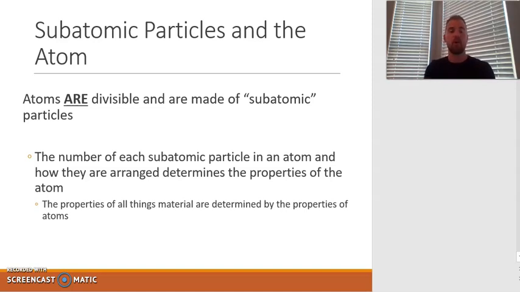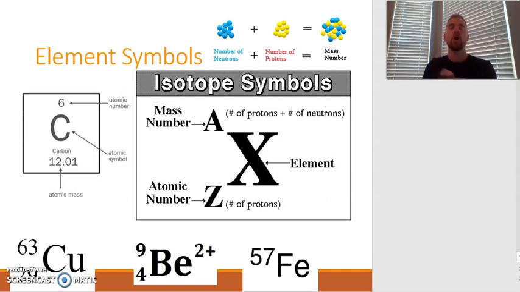So the properties of all things material are determined by what subatomic particles are there, and more importantly, how many there are. There are so many different ways that we can represent an atom of a particular element. The most simplistic way is taking a look at the actual square that comes on the periodic table. Hopefully you're familiar with the general information that is portrayed. For example, the element symbol or the element name.